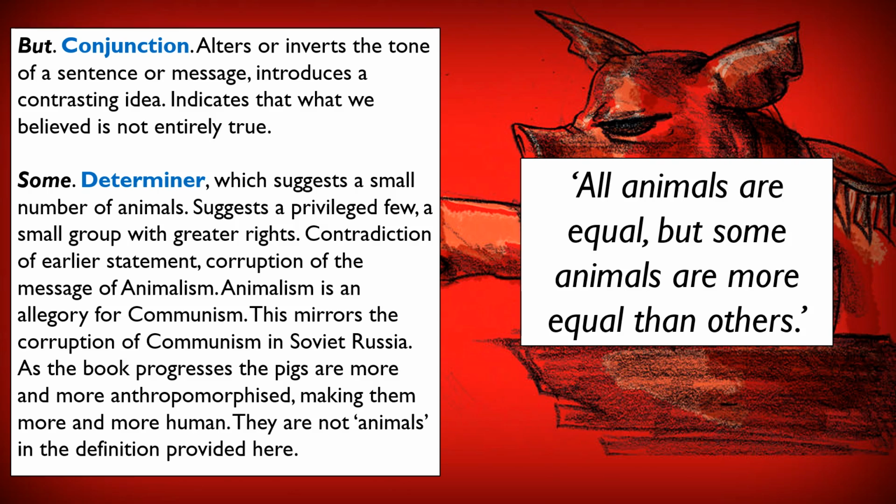As the book progresses, the pigs become more like people and less like animals. This is a technique we call anthropomorphizing. So the pigs have been anthropomorphized, which makes them seem more human. By the end, they are wearing clothes, standing on their hind legs. They're not animals then in the definition provided here. Yes, I know that humans are animals as well, but we often talk about humans and animals as separate, and the pigs are no longer animals in this sense.